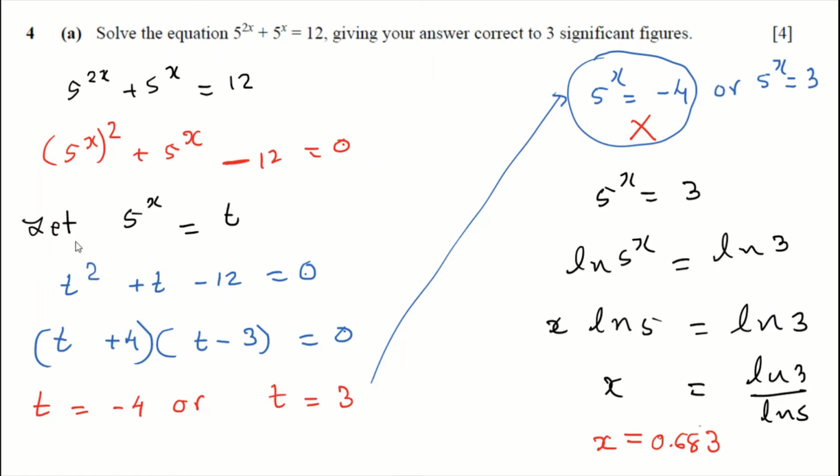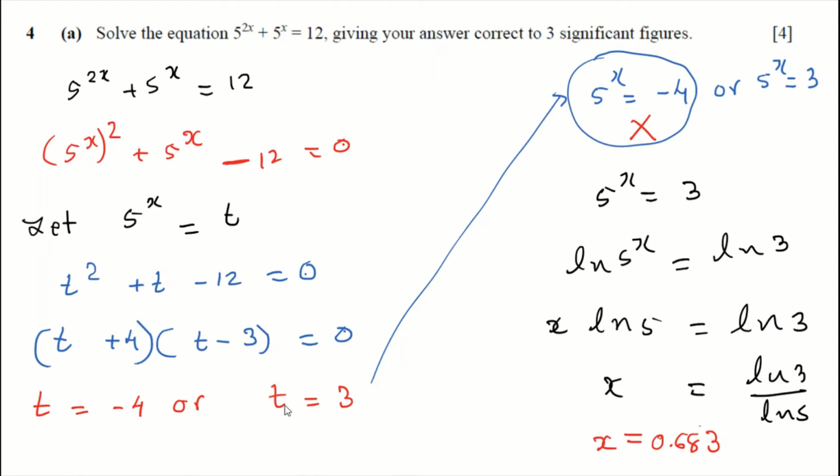We will now take 5 to the power x is equal to t. Then this will be converted into a simple quadratic equation of t. Instead of 5 to the power x, we apply t. Then this will be t squared plus t minus 12. This is a simple quadratic equation of t. We can factorize this as (t plus 4) into (t minus 3) equals 0. This will give us t equals minus 4 or t equals 3.